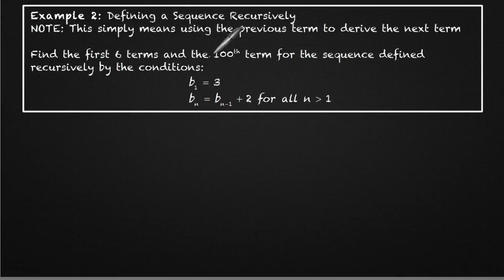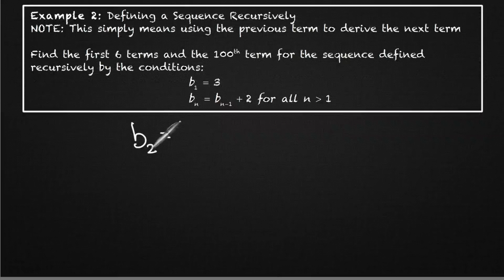So let's see if we can figure this out. It says find the first 6 terms and the 100th term for the sequence defined recursively by the following conditions. So it's giving you the first term. B1 is 3. Now we need to find B2, B3, B4, B5, B6. It tells you B sub n is equal to B sub n minus 1, plus 2. Let's interpret this. This is saying that the nth term is equal to the n minus 1 term, which is the term that came right before the nth term, plus 2.